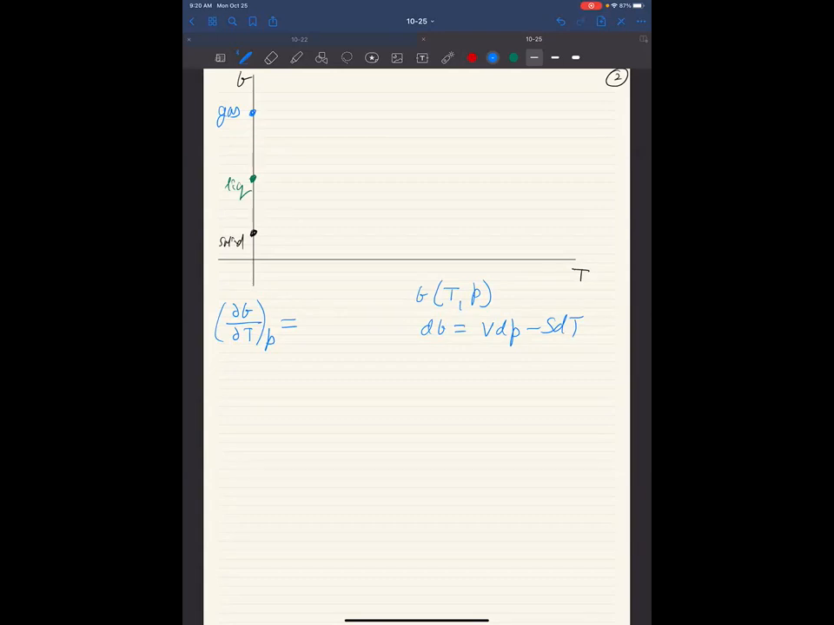So on this basis, what can we say about partial G by partial T at constant P? Negative S. So the change in Gibbs energy with temperature at constant P is minus entropy. So what does it tell us about the Gibbs energy of any of these? And this applies to all: solid, liquid, gas, ideal, non-ideal, anything. What does it tell us about the Gibbs energy as we increase the temperature? Will it go up or down? Why?